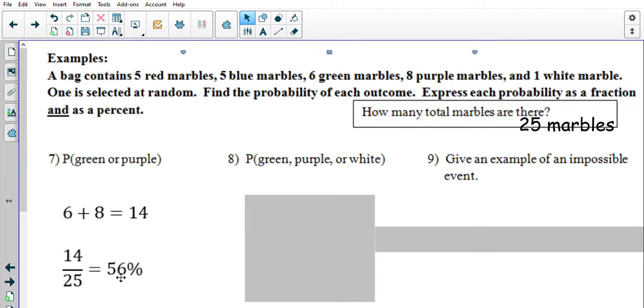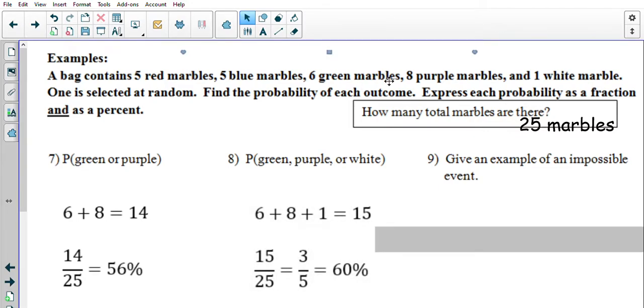Number 8, what's the probability of selecting green, purple, or white? So we have 6 green, 8 purple, 1 white marble. We'll add those together to get a total of 15 marbles. Out of the 25 we have, that reduces to 3/5, which is 60%.